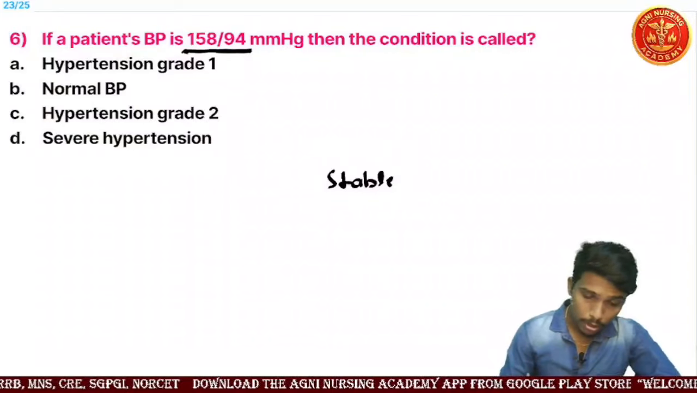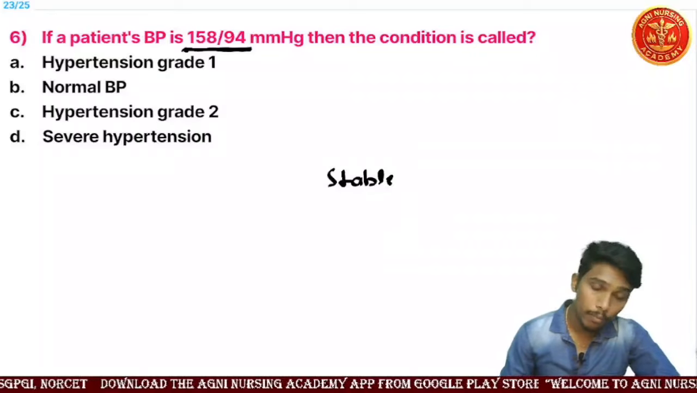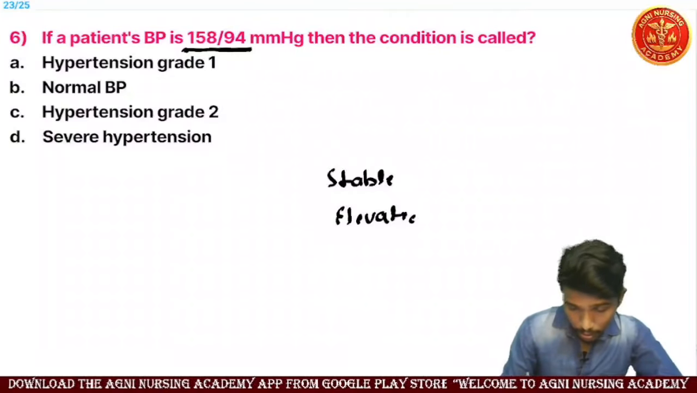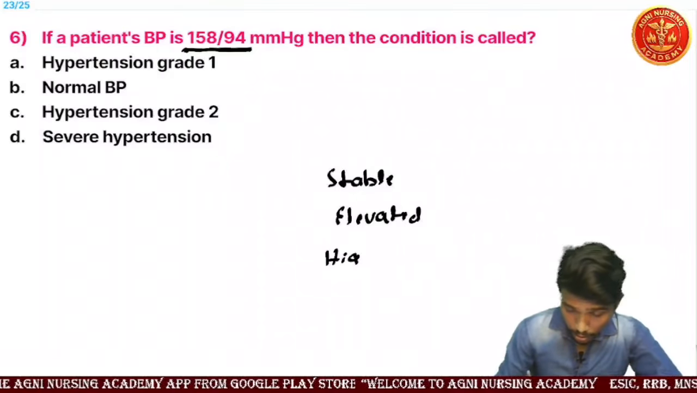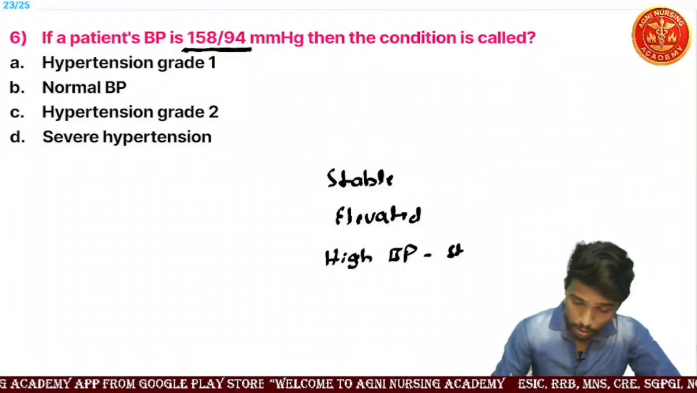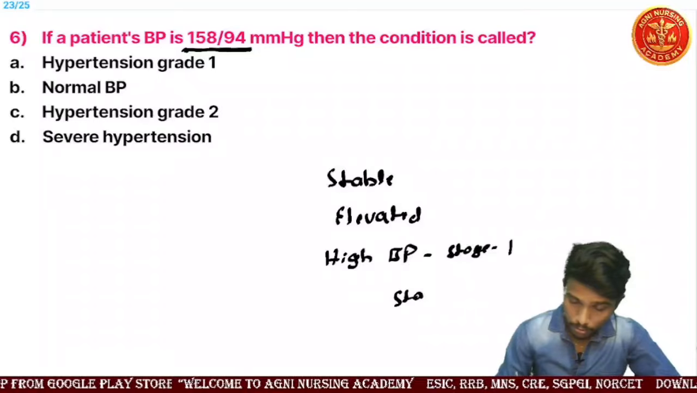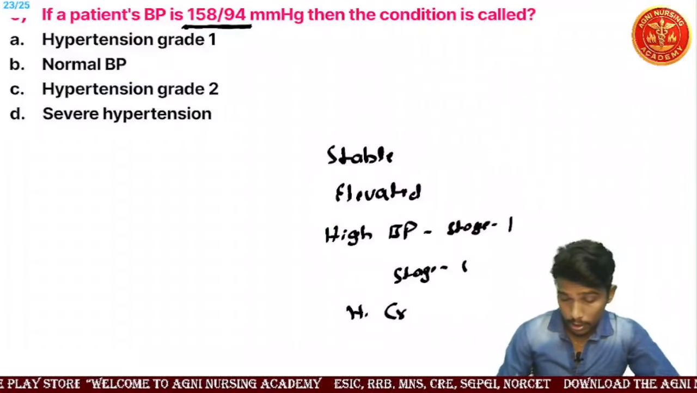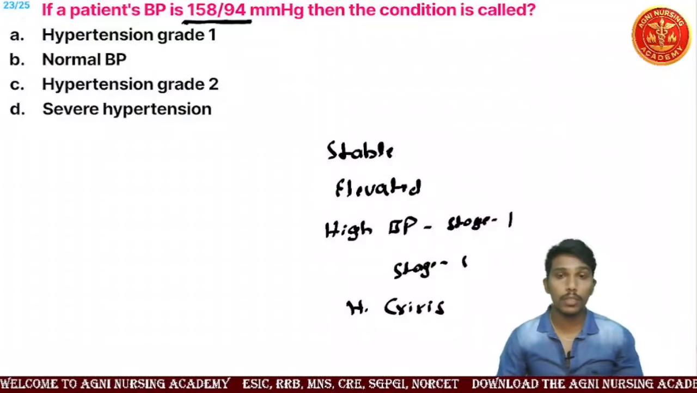So there are levels in hypertension: stable BP, elevated, and high blood pressure, that is high BP stage 1, and again high BP stage 2, and one more, hypertensive crisis. Let us discuss what all the BP ranges are in these types.